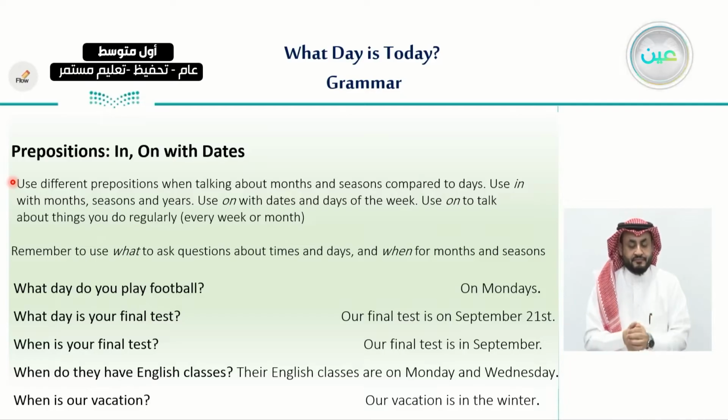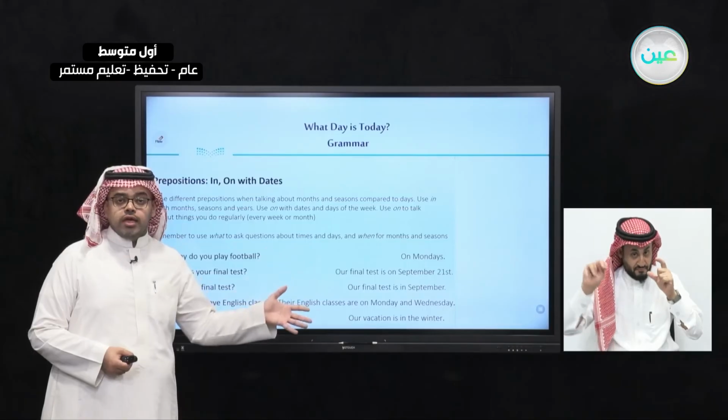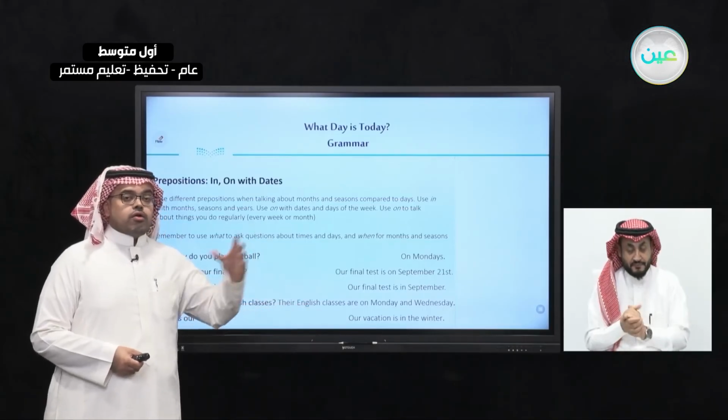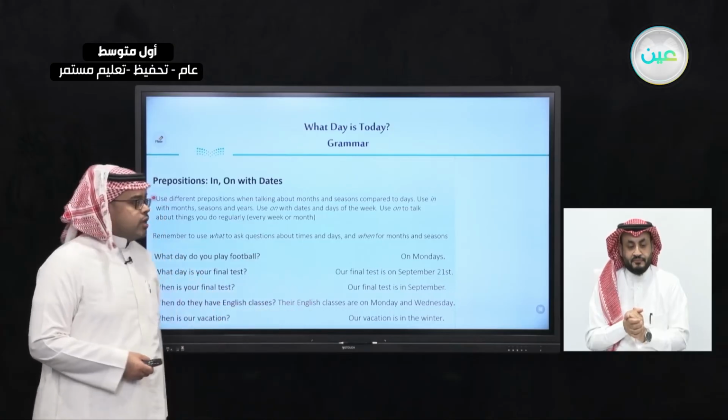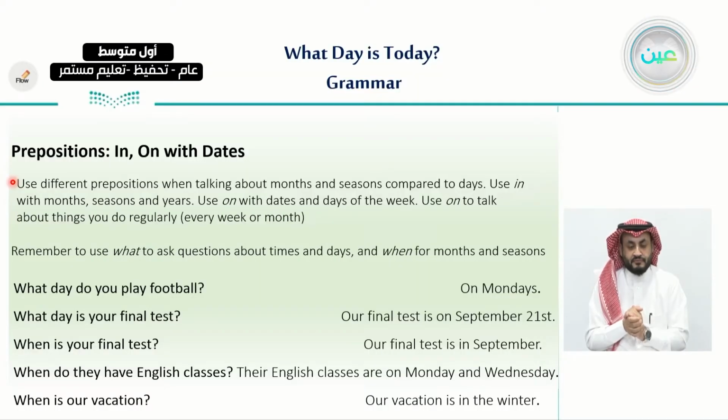Also, we use on with dates or days. For example, on Friday, on Saturday, on Sunday. So we use in for months, in January and September, and we use on for days, on Friday, on Sunday, on Monday. And also we use on again to talk about things that you do regularly every month or week. So this is the first part.